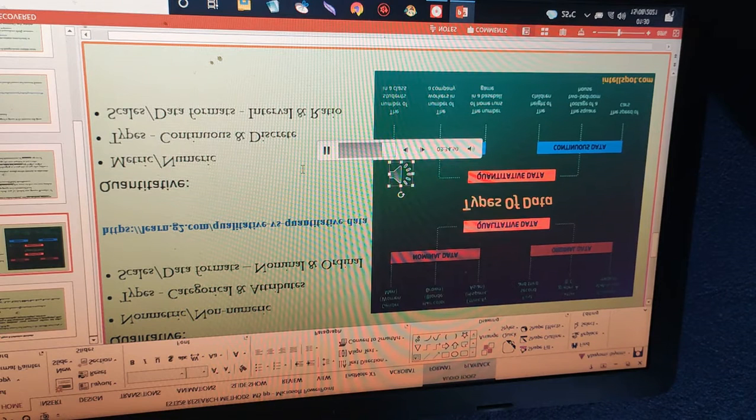Then the types are continuous and discrete data, as you can see on the schematic on your right. Then scale or data format: interval and ratio. So while interval and ratio apply to quantitative data, nominal and ordinal apply to qualitative data. I'm sure we are still going to come to this as we progress. So we should be very careful.